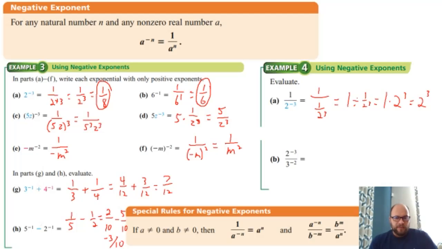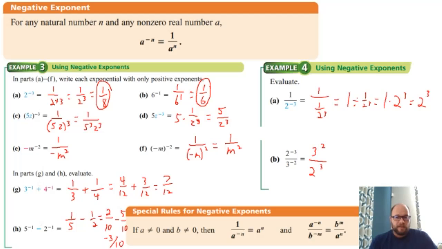On something like B, if we're applying this property, the 2 has a negative exponent and the 3 has a negative exponent, so they're going to switch places. So we are going to have 3 on top to the positive 2, and 2 on the bottom to the positive 3.